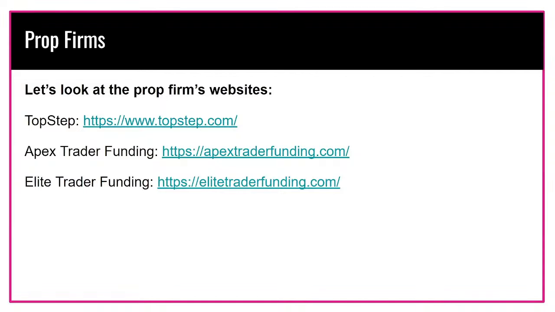Elite Trader Funding is another good option. It offers a variety of different types of challenge accounts. So depending on what you're looking for and find acceptable, such as a trailing drawdown account versus an end-of-day drawdown account, that being a main difference in the way that your drawdown is calculated, Elite Trader Funding offers both types of accounts, whereas Apex uses the trailing drawdown account type, and TopStep uses the end-of-day drawdown.